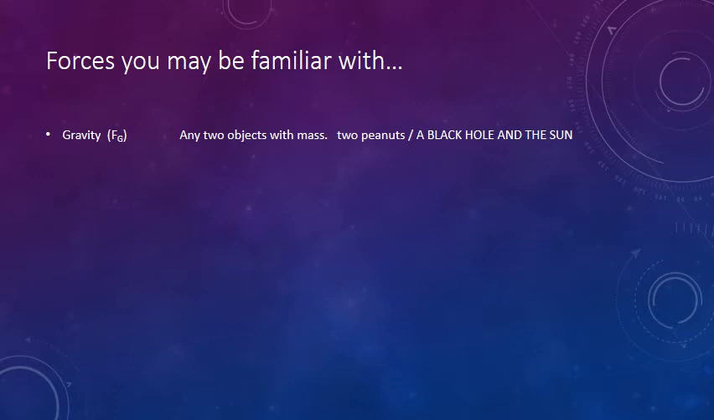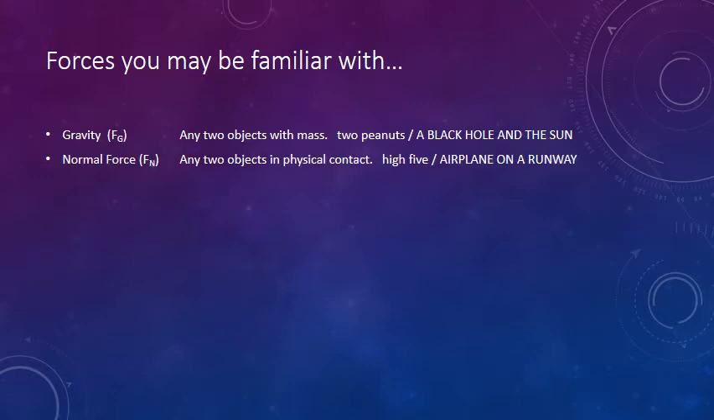I do want to point out that the force of gravity is equal on each of those objects. So peanut A feels a force of gravity from peanut B, but peanut B feels the same force of gravity from peanut A, and that's due to Newton's third law, which we talked about in the last slide.